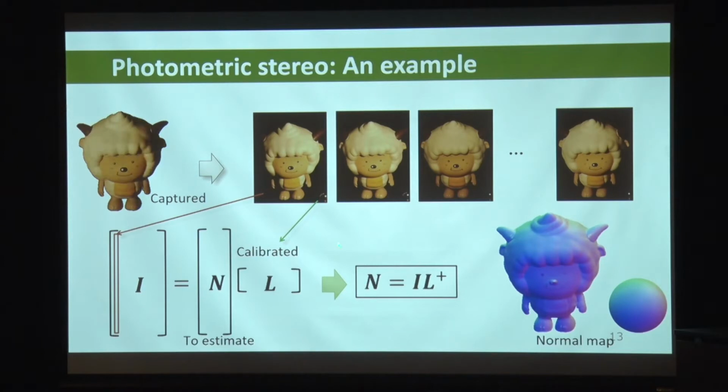And finally, the result can be represented using this figure. So here's the reference sphere. The RGB channels encode the NX, NY, and NZ, so that by checking the colors of the sphere, you can understand the green, the red, and the blue represent different directions.